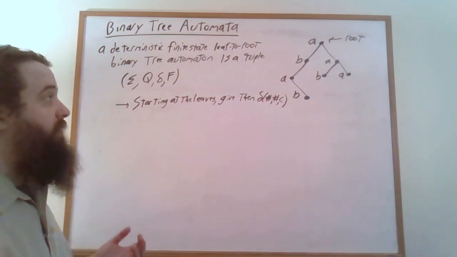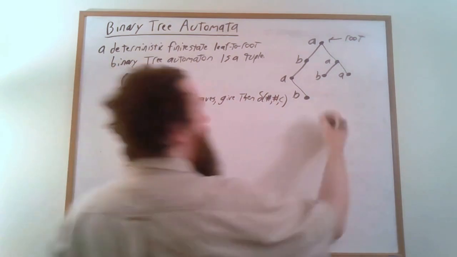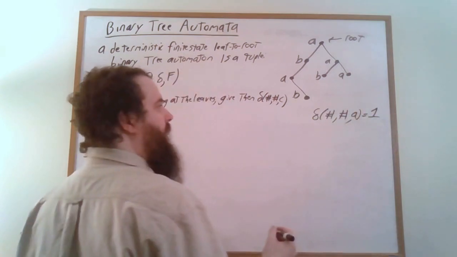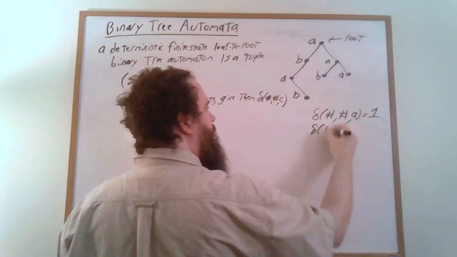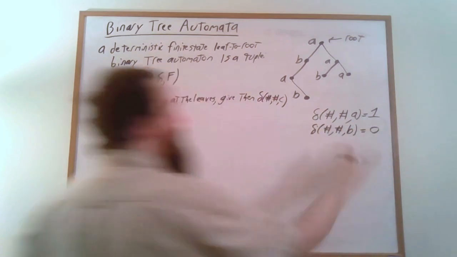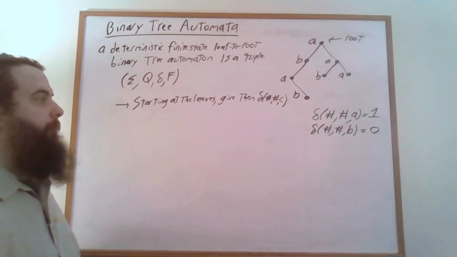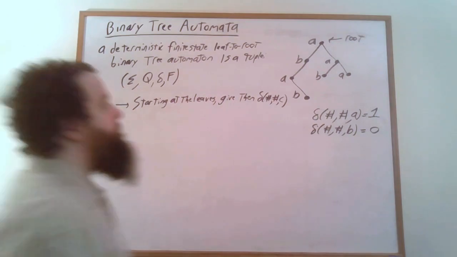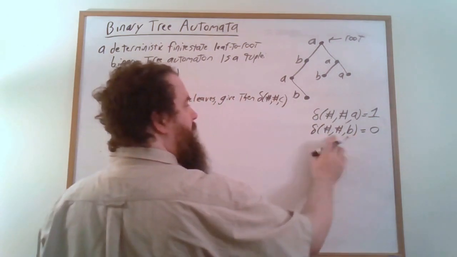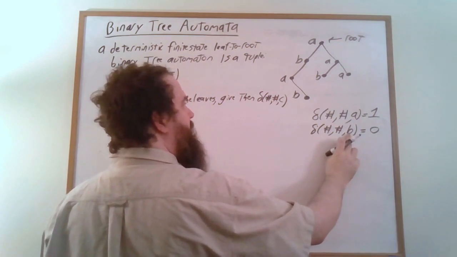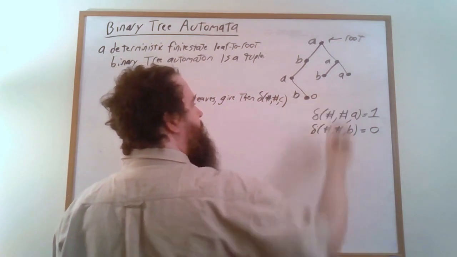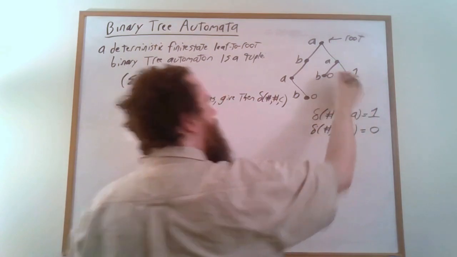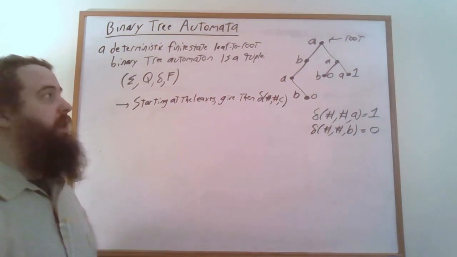So let's say that we have a specific tree automaton where delta of octothorpe, octothorpe, A is equal to 1, and delta of octothorpe, octothorpe, B is equal to 0, where let's say our set of states is the set containing 0 and 1. So this tells us that anytime we see a leaf that has a B associated to it, we want to give it the state 0, and anytime we see a leaf that has an A associated to it, we want to give it a 1. And then we're going to work our way up the tree.